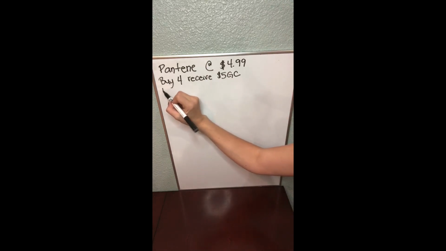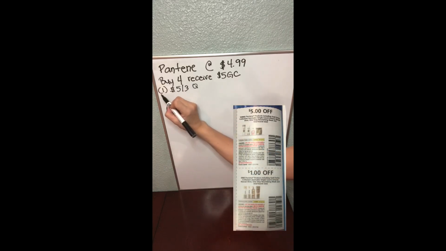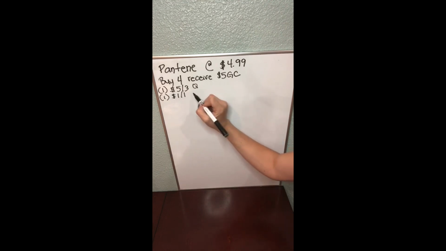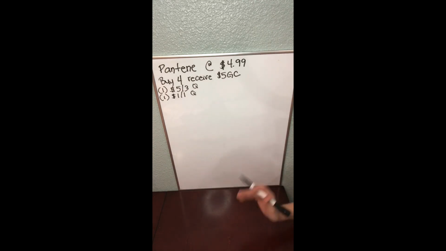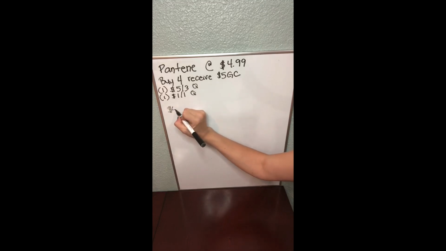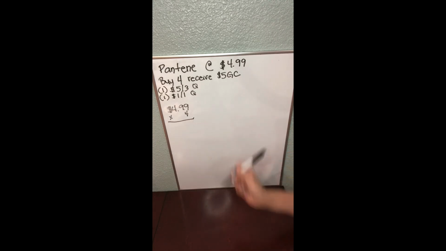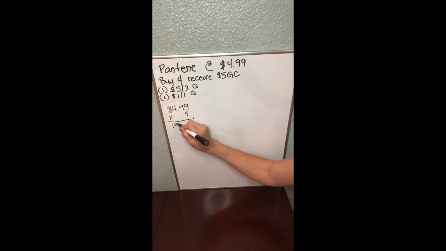We have one $5 off 3 coupon and one $1 off 1 coupon. Now, first thing we're going to do is add it up. $4.99 times 4. That's $19.96.